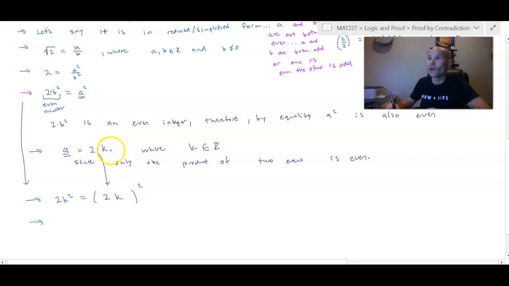And now we're getting somewhere. Okay, so if A is even, remember we said that in reduced form, they are not both even. So that kind of leads to the conclusion that B must be odd. And we can go with that. Well, hey, B must be odd, but let's see what happens.